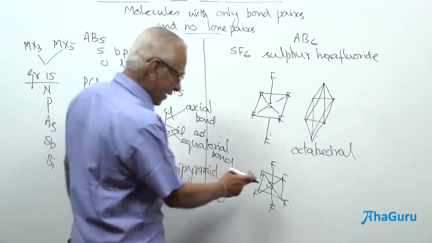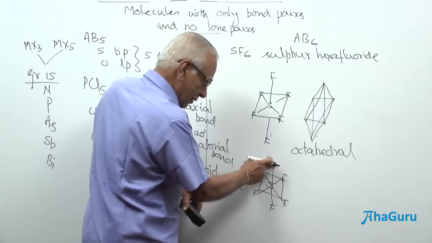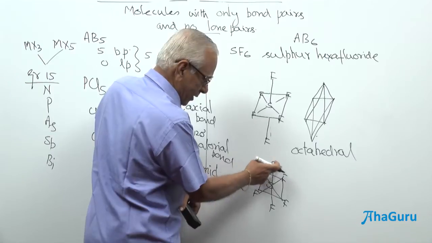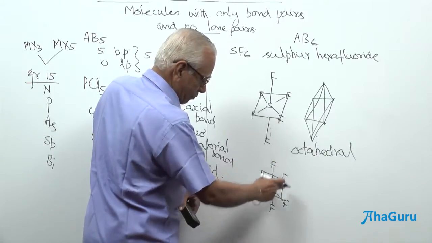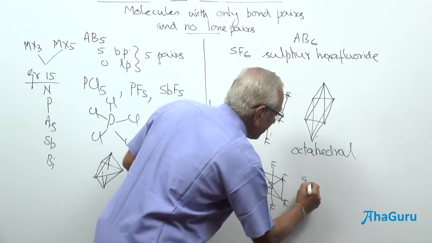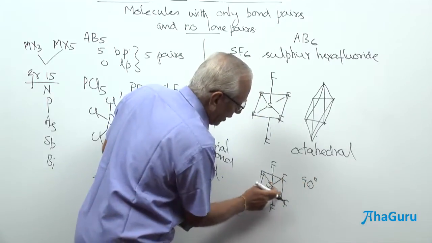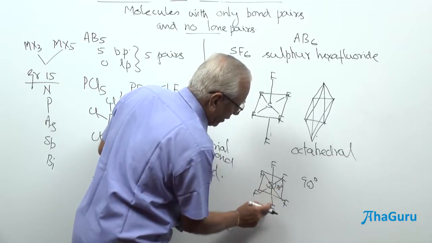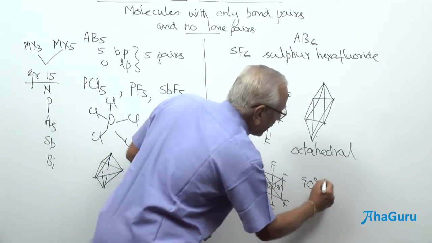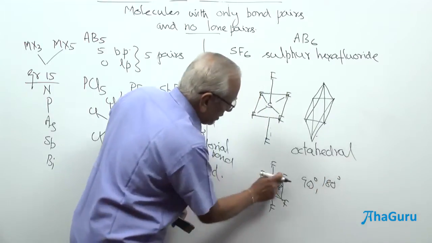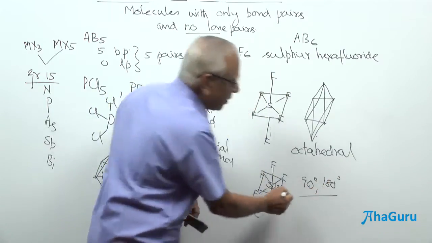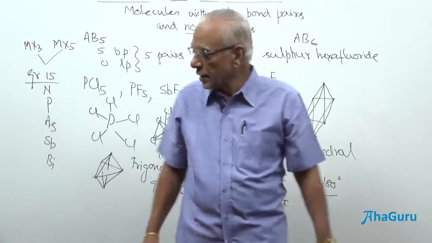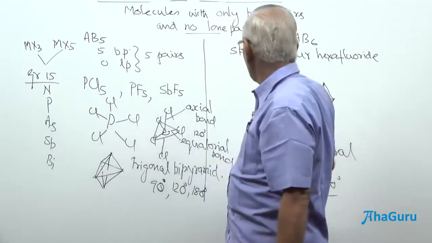And what should be the bond angle? This is perpendicular. Therefore, the bond angle between any fluorine here at the apex and any one of the fluorine at the planar is going to be 90. Similarly, the bond angle between this is going to be 90, the bond angle is going to be 90, and what is going to be another bond angle? 180. This is 180, this is also 180, this is 180. Therefore, there are only two bond angles here, my dear students. And that is the shape of SF6 molecule.